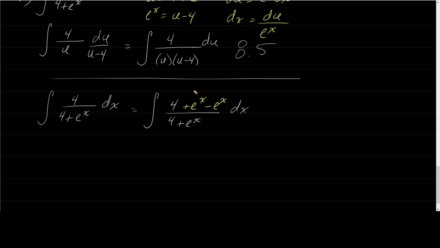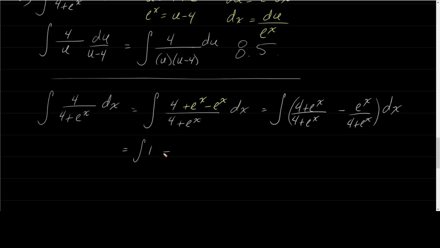But what we can do is manipulate this fraction to be the integral of 4 plus e to the x over 4 plus e to the x, minus e to the x over 4 plus e to the x dx. At that point, this first fraction just becomes 1. And the second fraction, let's split this up into two integrals. So I get the integral of 1 dx minus the integral of e to the x over 4 plus e to the x dx. Now, as written, we can actually go ahead and work this one out.